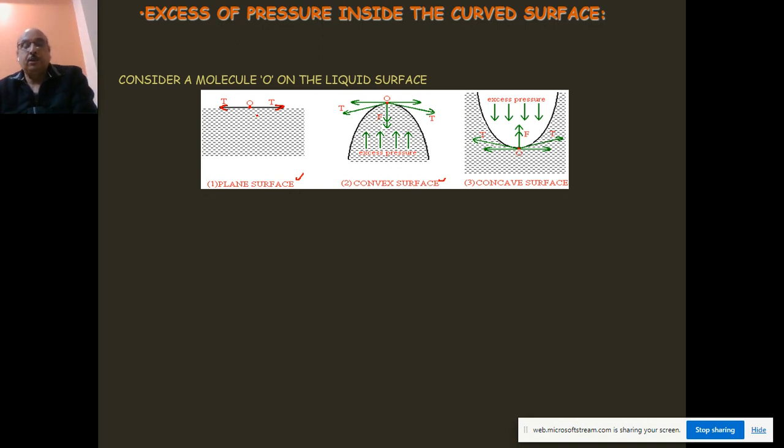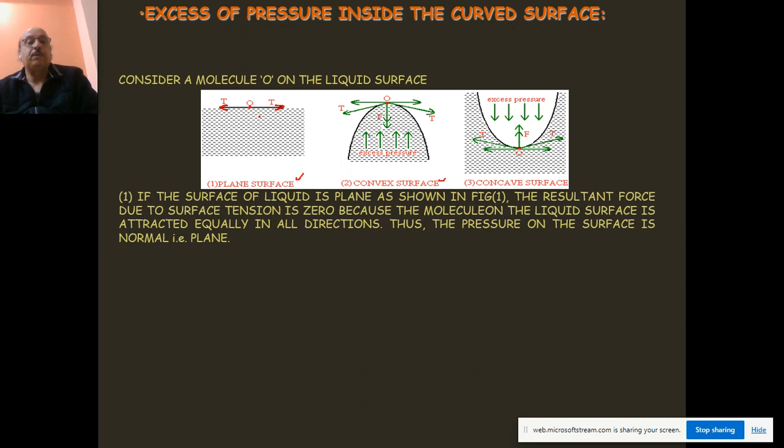Hence, the pressure inside the liquid and the pressure from outside the liquid will be equal. The pressure inside the surface and the pressure from outside the surface is equal. It is Pi equals Po. Hence, there is no excess pressure because Pi is equal to Po.